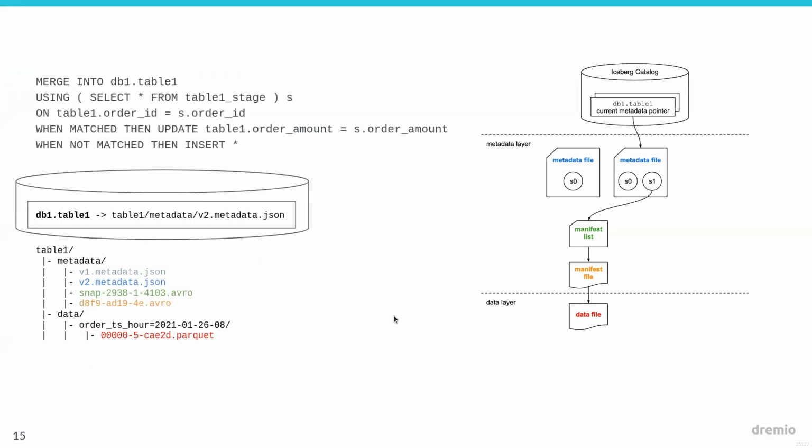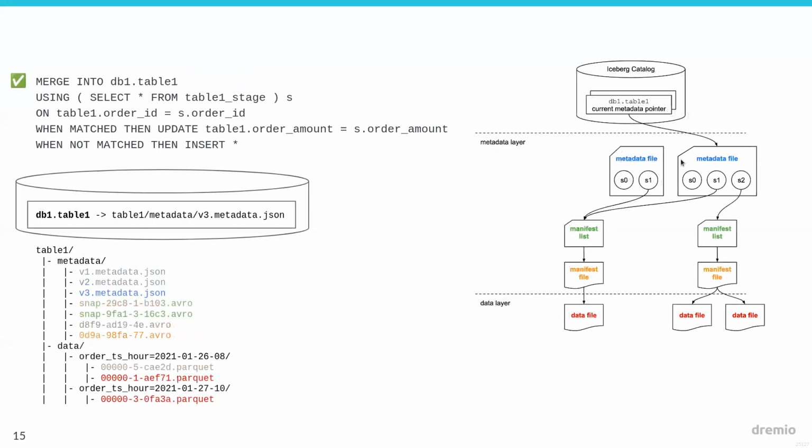Okay, next we have some additional data that we're going to want to merge into the table. So I'm going to grab some data from this other table and merge into this table, making sure that we don't have any duplicates. If the record doesn't exist already, then insert it. And we'll run that. And again, that creates a new metadata file.